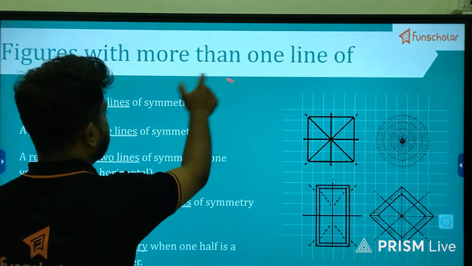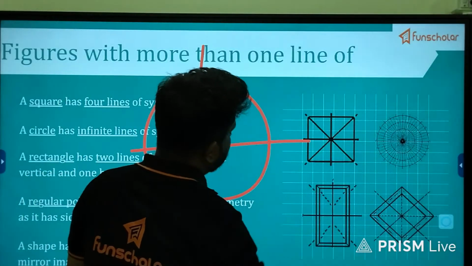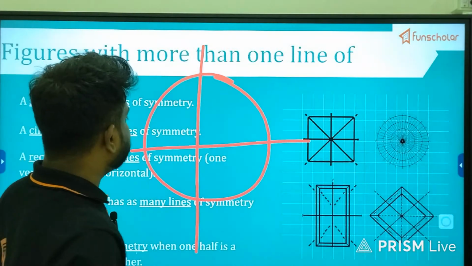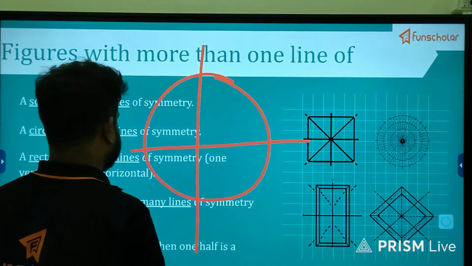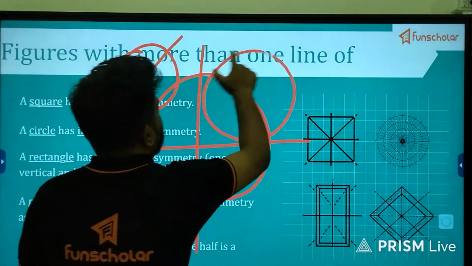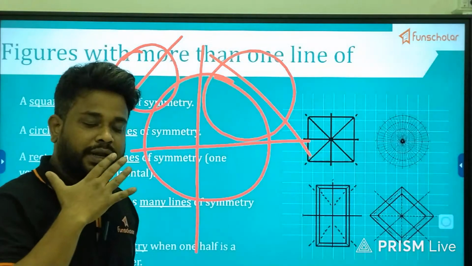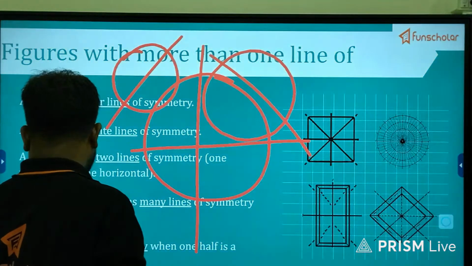Why? Because if we draw a circle like this, we can cut the circle into symmetrical pieces in so many ways. Okay, we can cut it like this, we can cut it like this, and whatever way you want to cut it, you can cut it down. Okay, for the case of a circle.